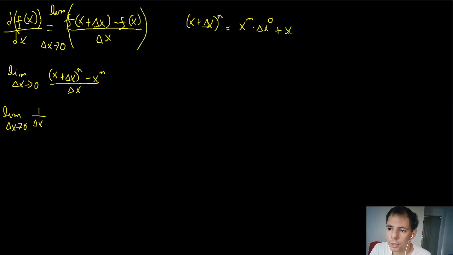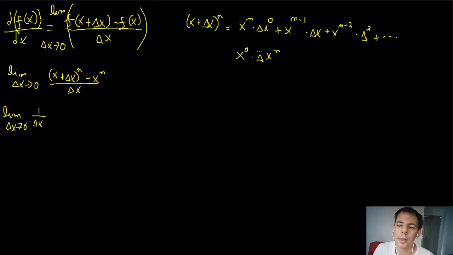Plus, you're going to do the first term, and then subtract 1 unit from its power. It'll be x to the n minus 1 times delta x to the 1, which is just delta x, plus x to the n minus 2 times delta x squared. And it'll just keep going, all the way to x to the 0 times delta x to the n. That's binomial expansion.